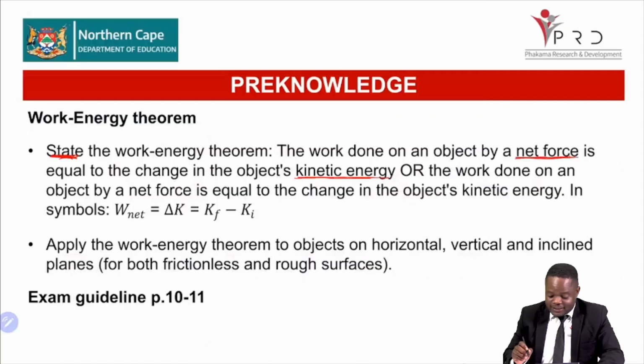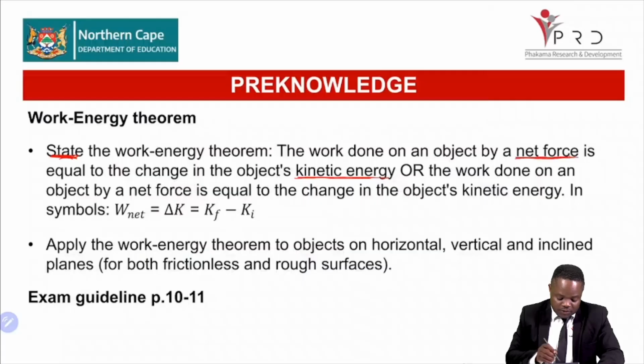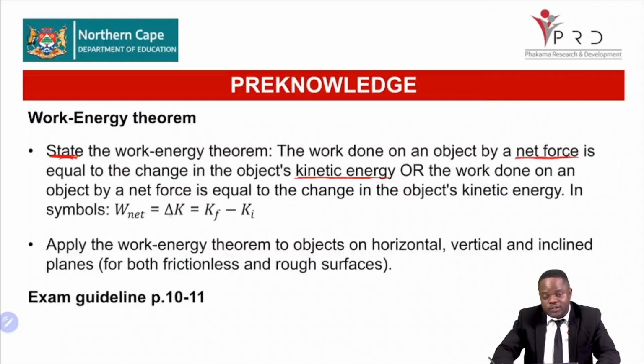So we're saying it is equal to the change in an object's kinetic energy. So work net is equal to delta K, which is final kinetic energy minus initial kinetic energy. I hope you're taking note of that.